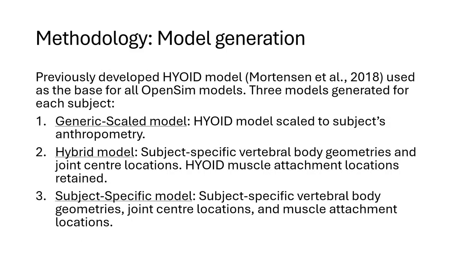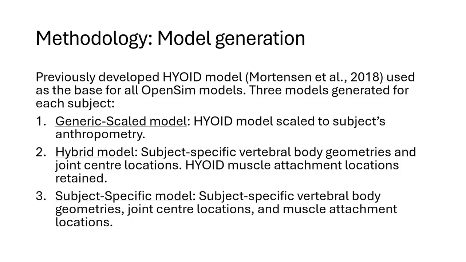Next was developing the models for testing. A previously developed high-order model was used as the base for all scaled and subject-specific models, and three models were generated for each subject. Firstly, a generic scaled model, which was just this generic high-order model scaled to the anthropometry of each subject using the length of the cervical spine as a scaling parameter.